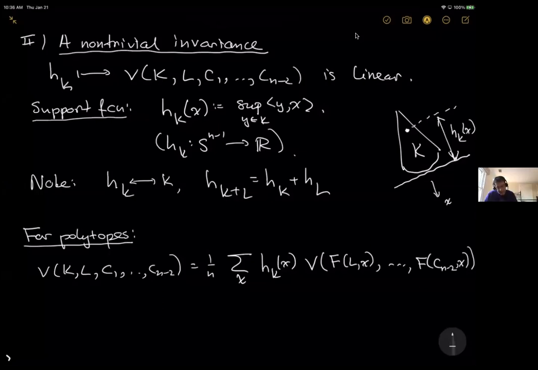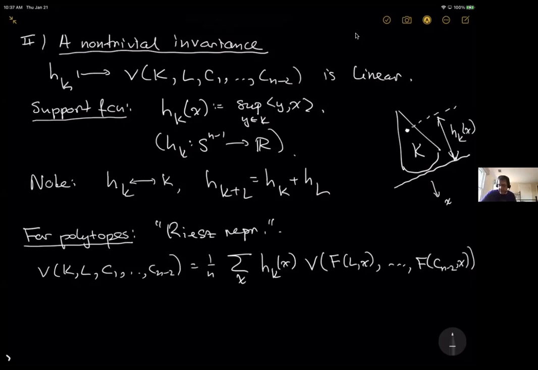And I wrote a sum over all vectors in the unit sphere, but of course in most directions, some of the faces are going to be zero, vertices, and this mixed volume is going to be 0. So in fact, there's only a finite number of directions in which these mixed volumes of the faces are positive. And so this sum makes sense. And this is the Riesz representation, let's call it the Riesz representation of the linear function of the mixed volume as a function of one of the convex bodies.